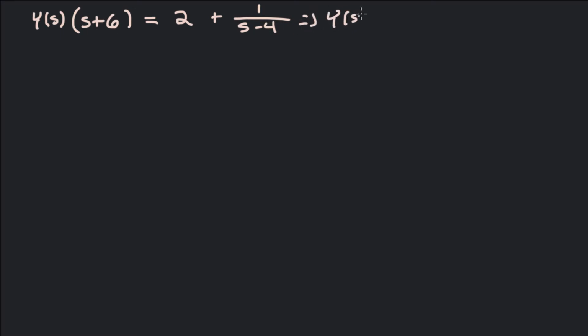On the left, we can factor out Y of s, and that leaves s plus 6. If we move that minus 2 to the right-hand side, we get positive 2 over here, plus 1 over s minus 4. So we've almost got it. Now all we need to do is divide through by s plus 6. Then Y of s will be equal to 2 over s plus 6 plus 1 over (s plus 6)(s minus 4).